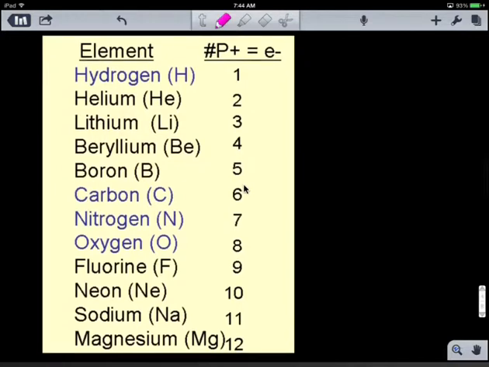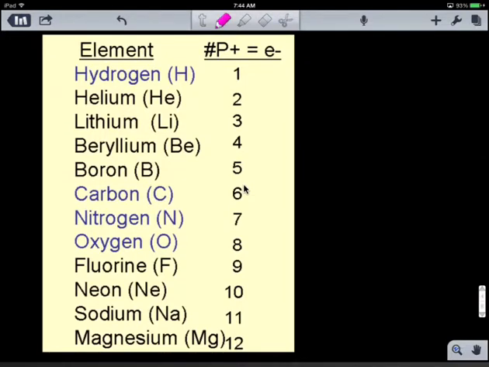So just one more thing to reiterate here. The number of protons, which is the positive charge, must equal the number of electrons. So for hydrogen, it's got 1 proton, it's got 1 electron. For nitrogen, it's got 7 protons, it's going to have 7 electrons. For sodium, it's got 11 protons, it's going to have 11 electrons. Those two numbers are always going to be equal, unless we're talking about ions.